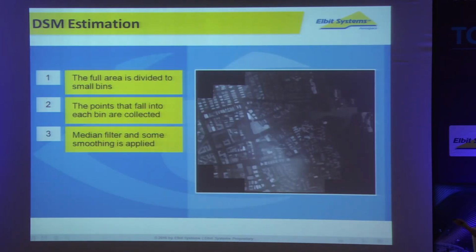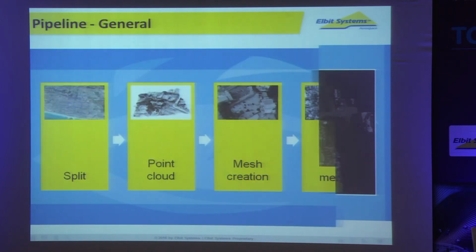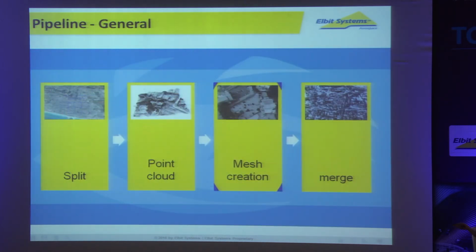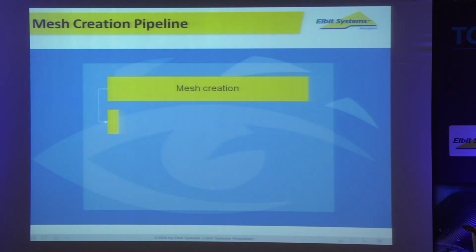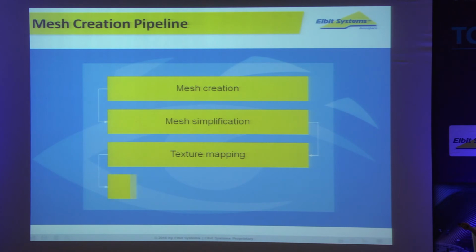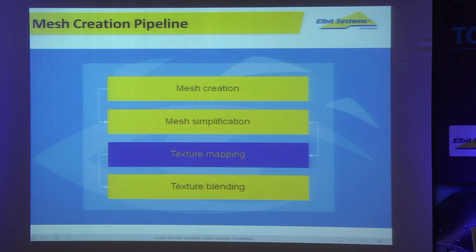Okay. So then we create our DSM, and I'll skip some slides here. We create our DSM by merging the different depth maps together. And then we go on to mesh creation. Here we also have some steps I won't elaborate on, but we create the mesh, and then we simplify the mesh and apply texture onto it and do some texture blending.